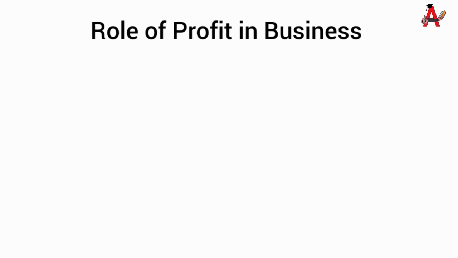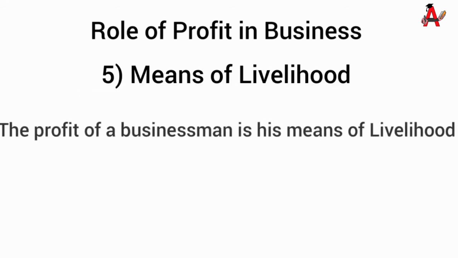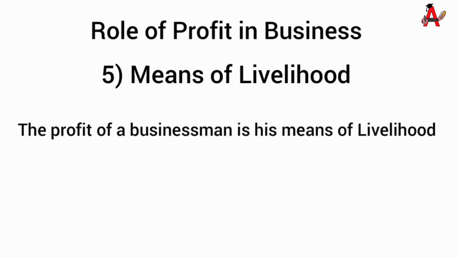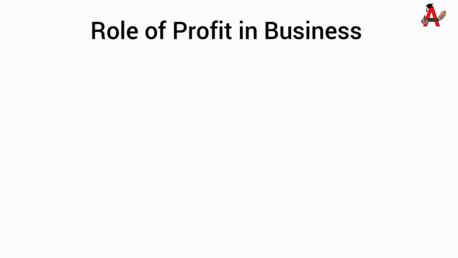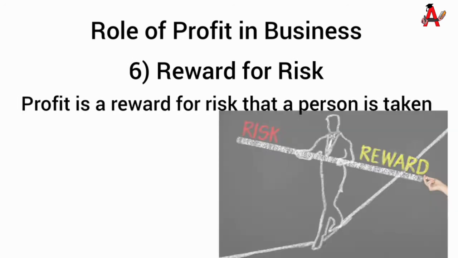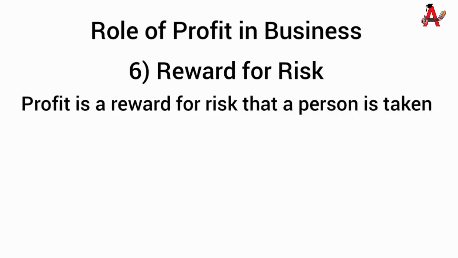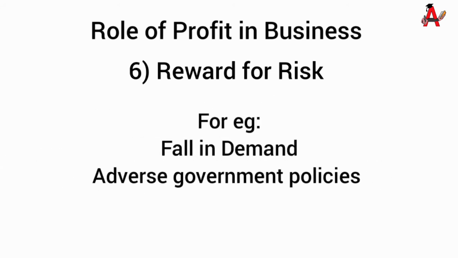The next role of profit is means of livelihood. Businessmen earn profit, which is their means of livelihood. By earning sufficient profits, they can live a decent standard of life and satisfy their other wants. Reward for risk. Profit is considered as a reward for the risk which a person has taken. Profit also serves as a protection against those risks which cannot be insured, for example, fall in demand or adverse government policies.